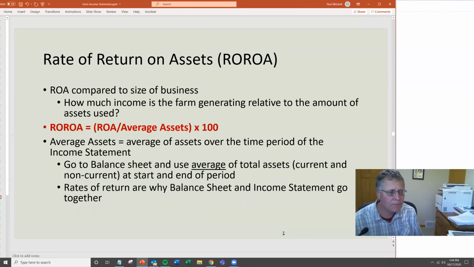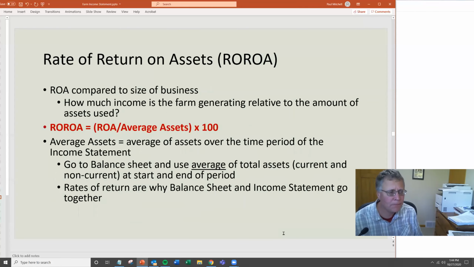I used that example earlier of $10,000, but is that on $5,000 worth of assets or $500,000 worth of assets? $500,000. Well, that's what we're looking at here. So all you do is you take your return on assets and divide it by the average amount of assets over the accounting period times 100 to get a percent. A lot of people like to use that average, particularly if there's some large swings in value of the assets.